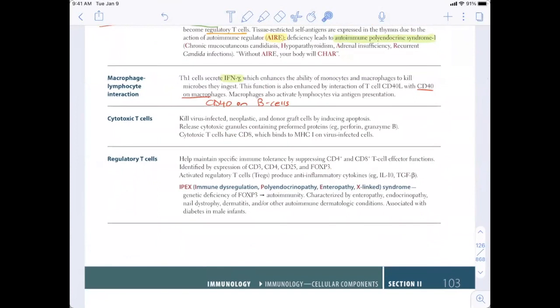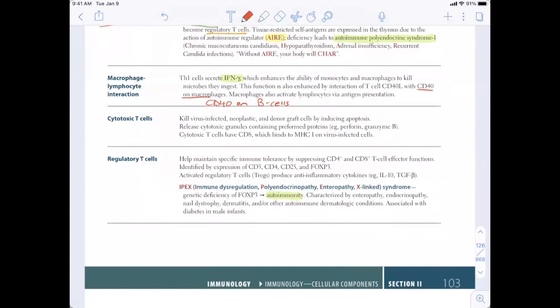Okay, so this is another one for the books to remember, your IPEX syndrome. If you go through UWorld, you're almost guaranteed to get at least a question or two on this. So it's important to remember. IPEX means immune dysregulation, polyendocrinopathy, enteropathy, X-linked. But the bottom line is, it's just like our autoimmune polyendocrine syndrome. It's autoimmunity. That's what it's all about.